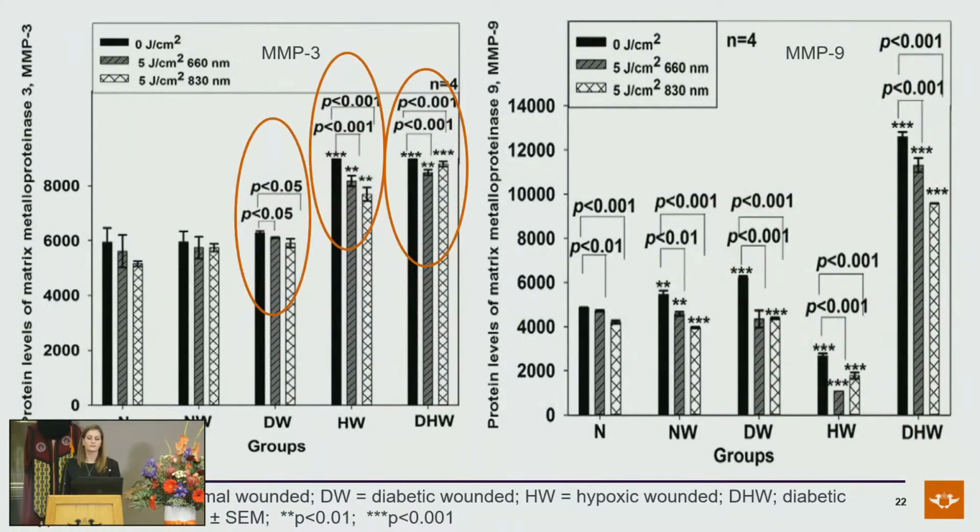When we measured the matrix metalloproteinases, these are the ones that degrade the extracellular matrix and collagen. MMP-3 is seen on the graph on the left, and MMP-9 can be seen on the graph on the right-hand side. There was a significant decrease in these enzymes post-irradiation. So these results showed us that PBM not only increased collagen, but also decreased the enzymes that degrade it and increased the inhibitor of these degrading enzymes.